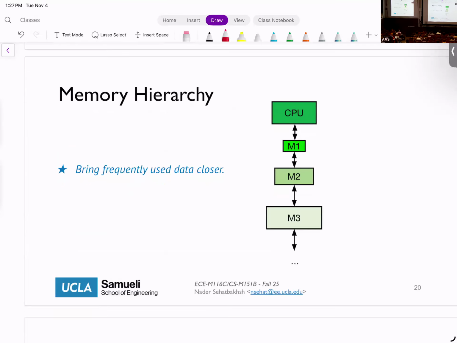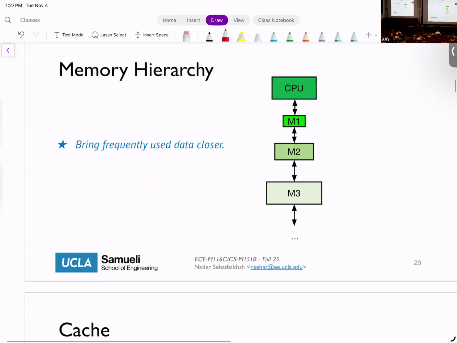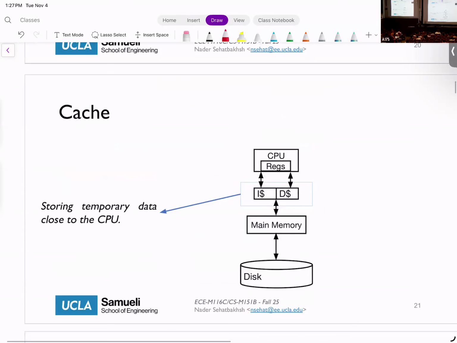Okay, so this is what we're going to do. We're trying to bring more frequently used data as close as possible to the CPU. And as I said, this is a hierarchy. So I have level 1, level 2, level 3, and so on and so forth in my design. This is typically what we have.